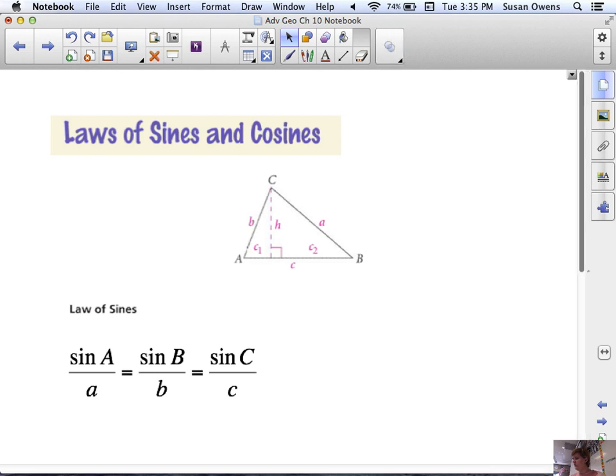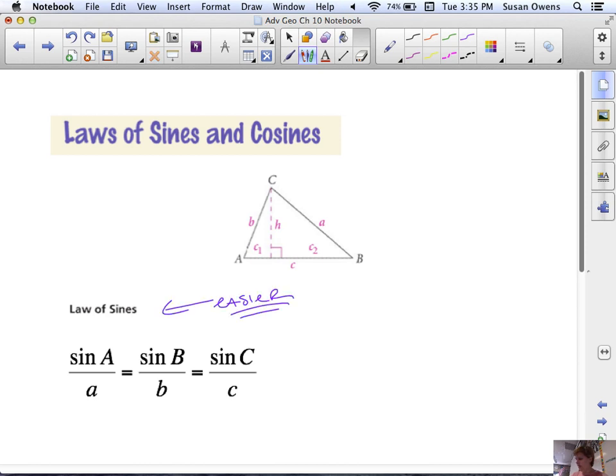So the first one is called the law of sines. This is actually the easier of the two. So wherever possible, we want to use the law of sines. This one says that if you take the sine of any angle over the side across from it, it's equal to the sine of any other angle divided by the side that's across from it.